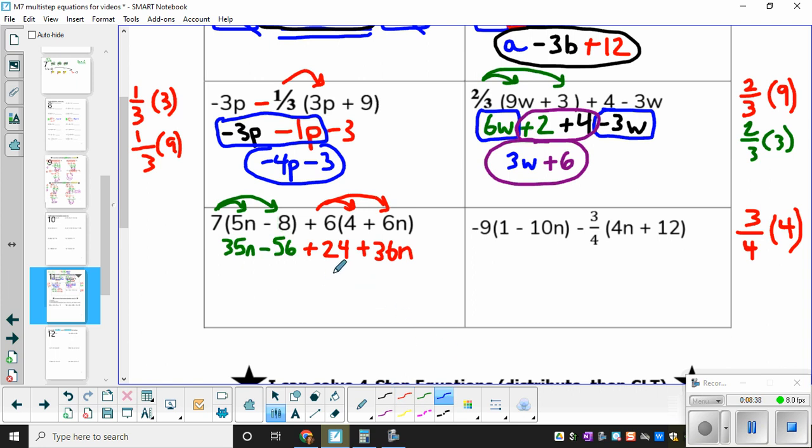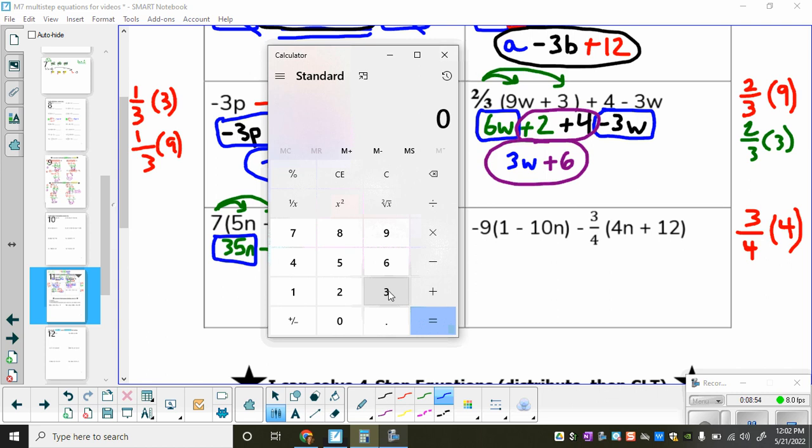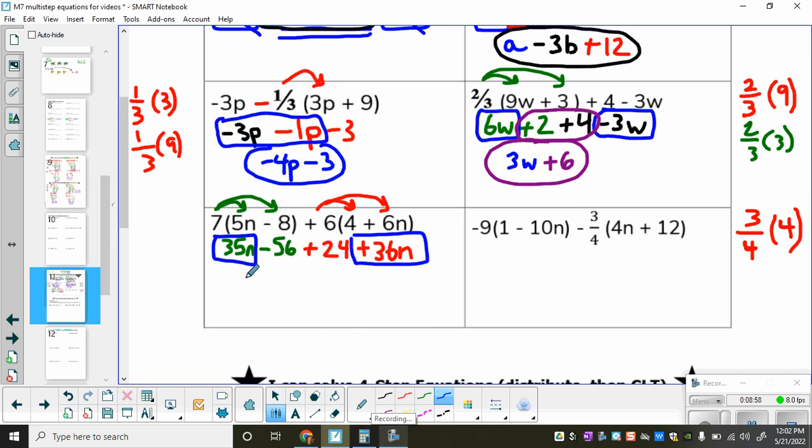And now we're still ready to combine like terms. We've got 35 n's, and we're going to add 36 to that. And if you feel like you need to use a calculator, that's fine. Some of you are good with 35 and 35 being 70, and we'll just make one more than that. But in the spirit of just seeing it in the calculator, here we go. And so that's 71. So this is going to be 71n.